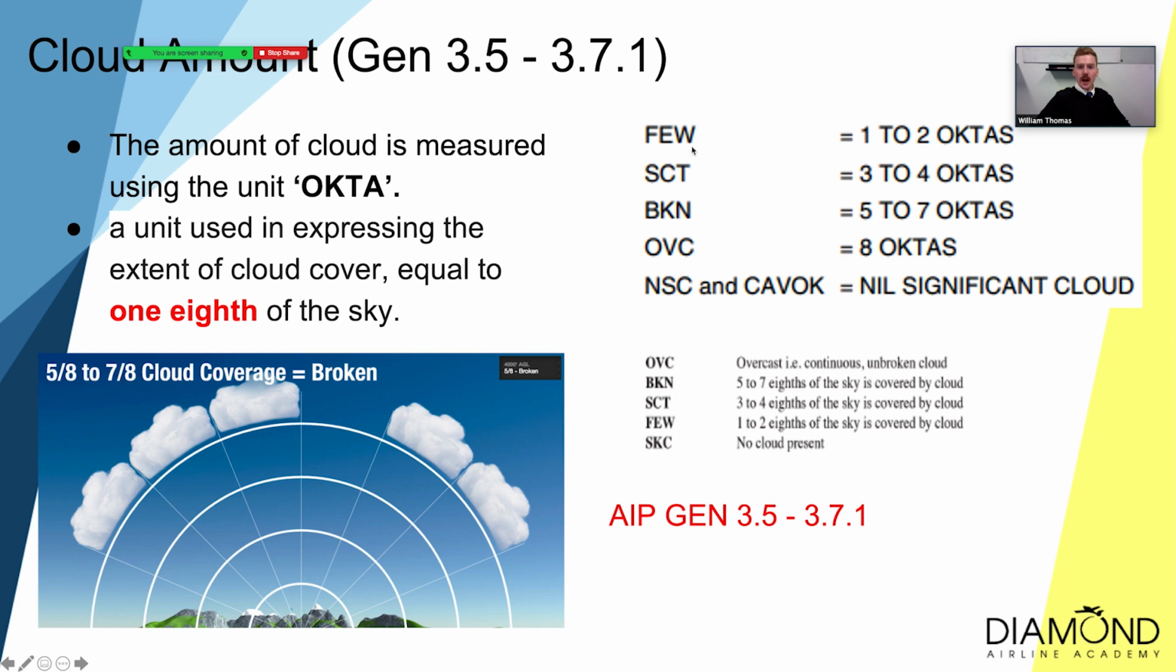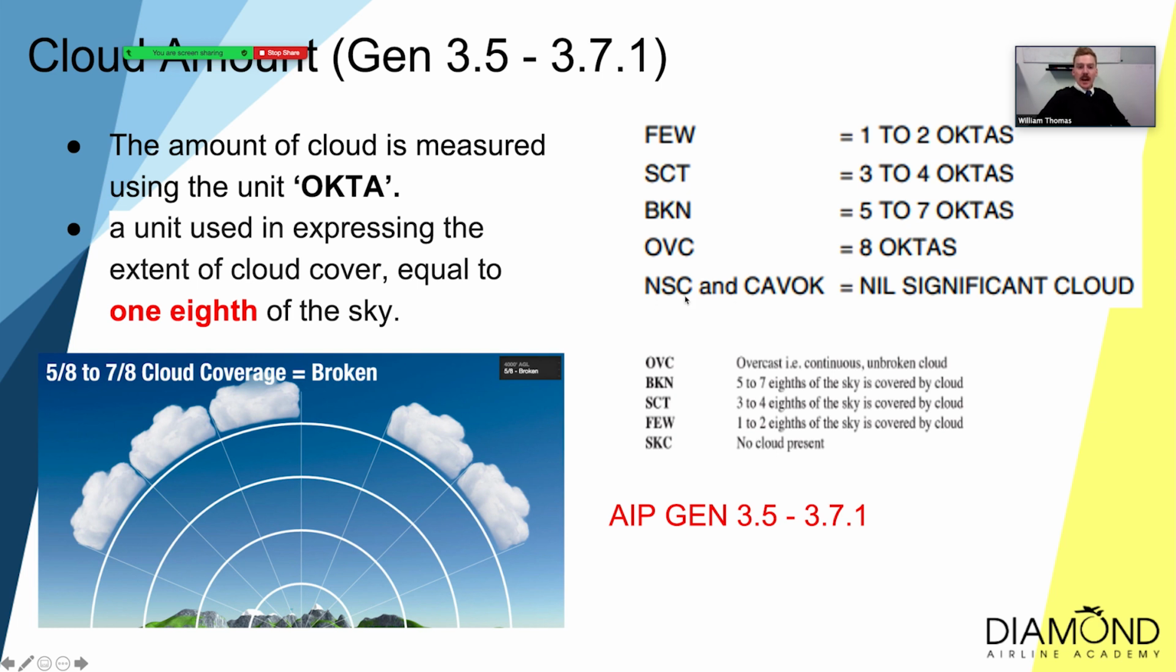Few cloud, 1 to 2 8ths or octas of the sky is covered in cloud. Scattered cloud, 3 to 4 octas covered with cloud. Broken cloud, 5 to 7 octas covered with cloud. Overcast, 8 8ths or 8 octas, the entire sky is covered with cloud.